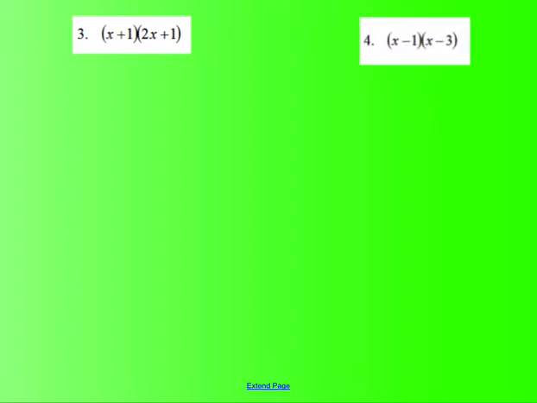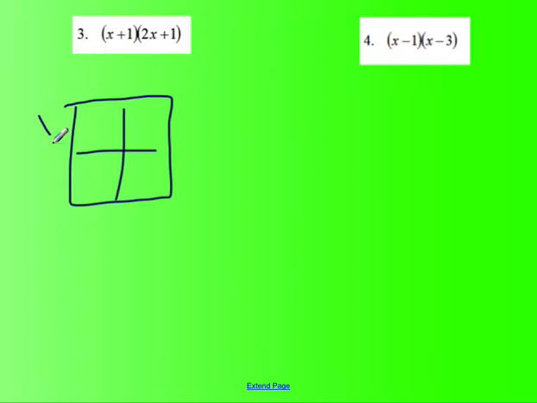So let's make these a little bit bigger so we can see them. So for number 3, now we have a coefficient out front. That's okay. We can deal with that. So remember, our first step is to set up our box. We're multiplying two binomials, so our box is 2 by 2. So we have x plus 1 going down that side. And then here we have 2x plus 1. So for the first box, we need to multiply x times 2x.